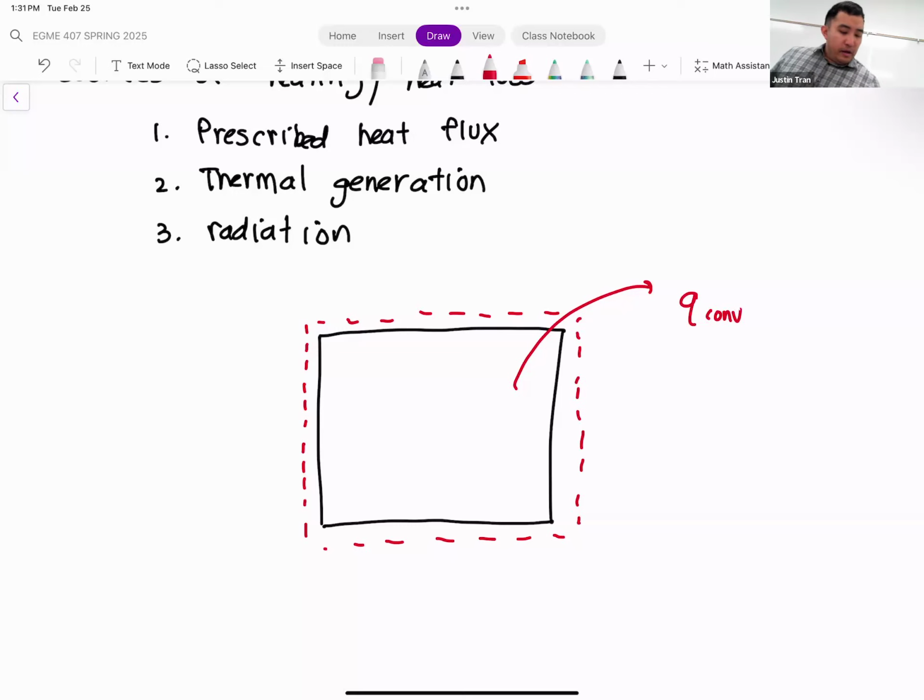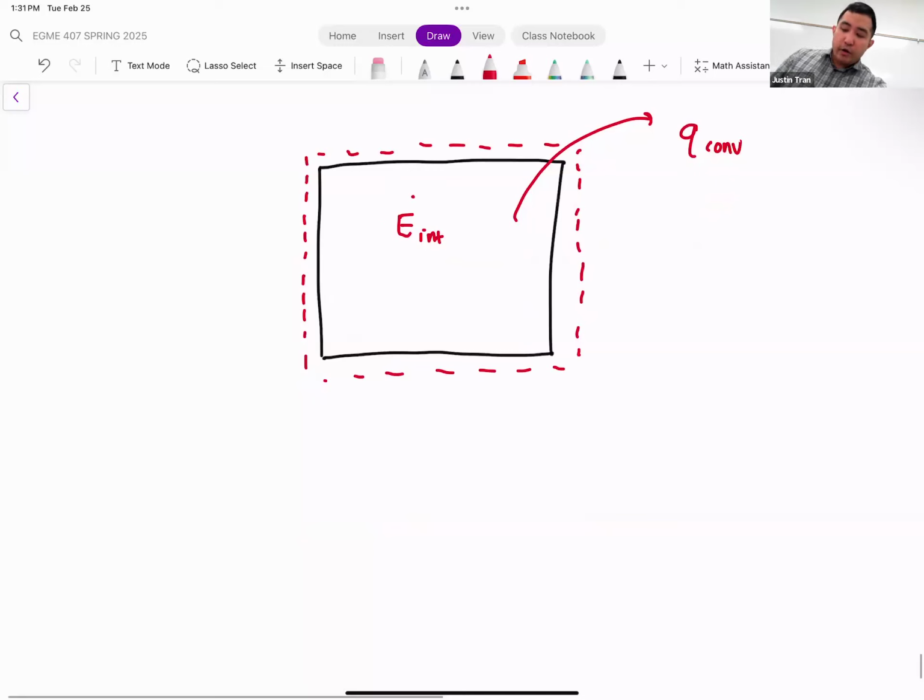And also, to make this balance, we needed an expression for the internal energy of the object. The internal energy represents the temperature of the object itself. So our energy balance before was simply that the change in internal energy of the object was equal to either the heat lost or the heat gained due to convection. And this formed the basis of our lump capacitance equation, right?